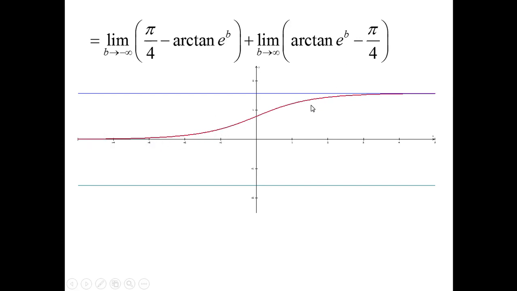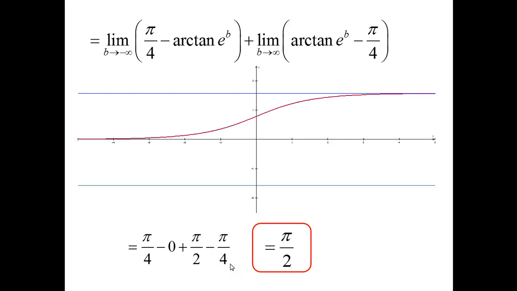Now on the other side, what's going on? Remember the arctan graph actually has a horizontal asymptote at y equals pi over 2. So as b goes to positive infinity, in this direction, this is actually approaching pi over 2. So what we're looking at now is pi over 4 minus 0 for the first limit, plus pi over 2 minus pi over 4 for the second limit, or just pi over 2. So that's the first half of improper integrals, and we'll look at the next half tomorrow.